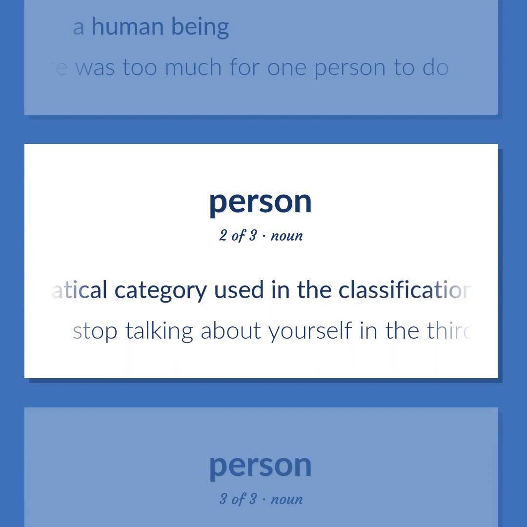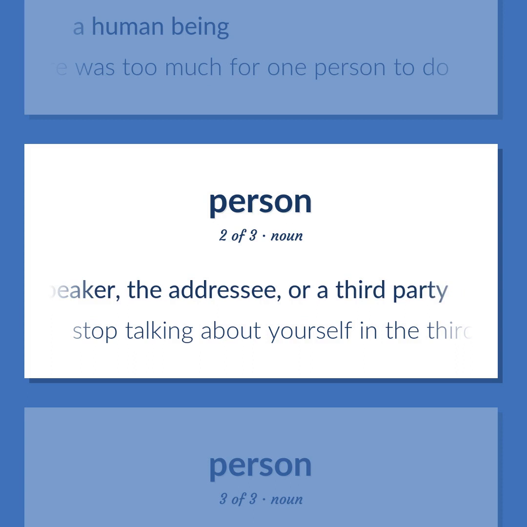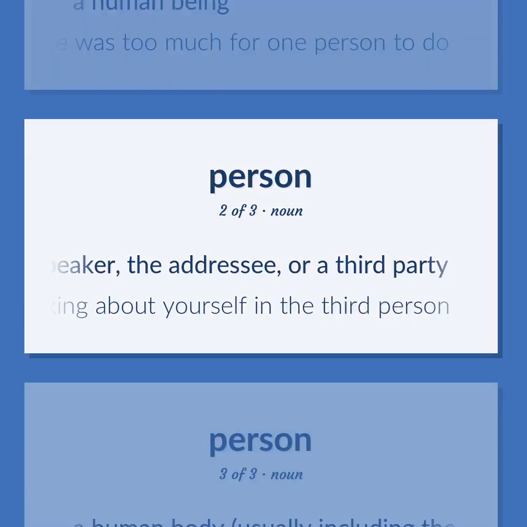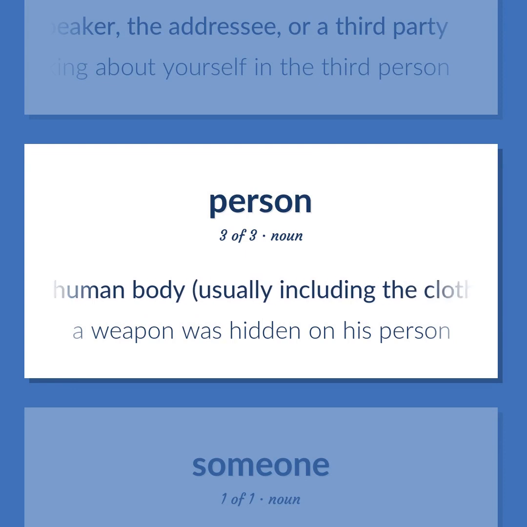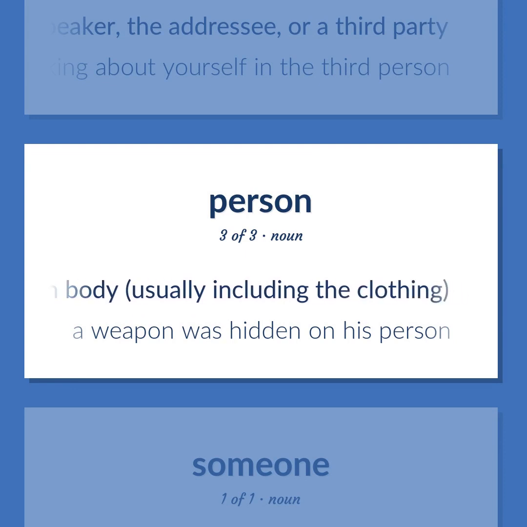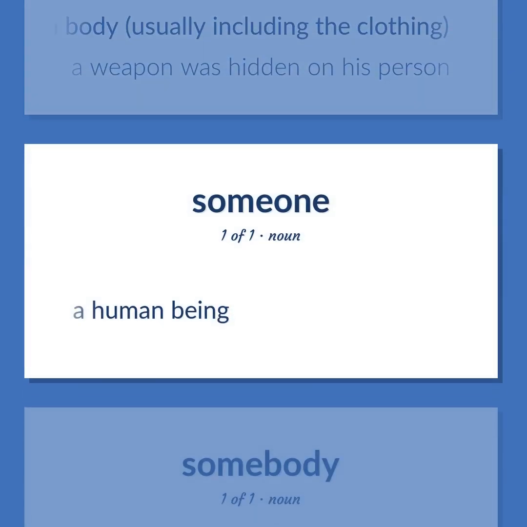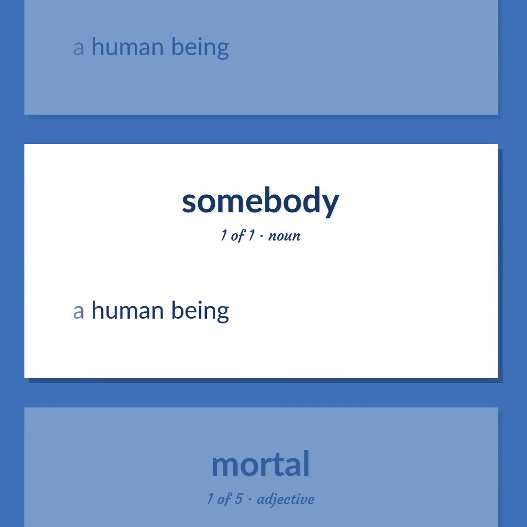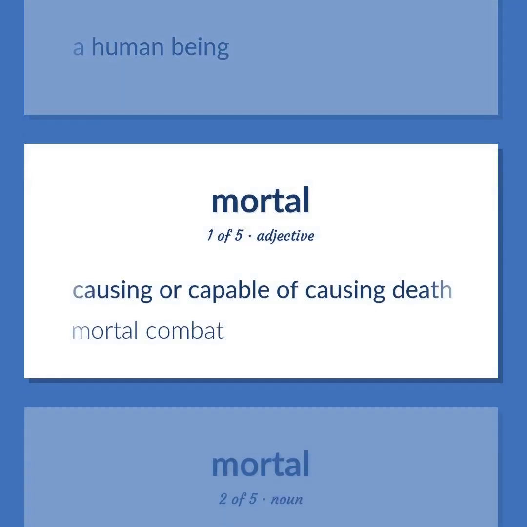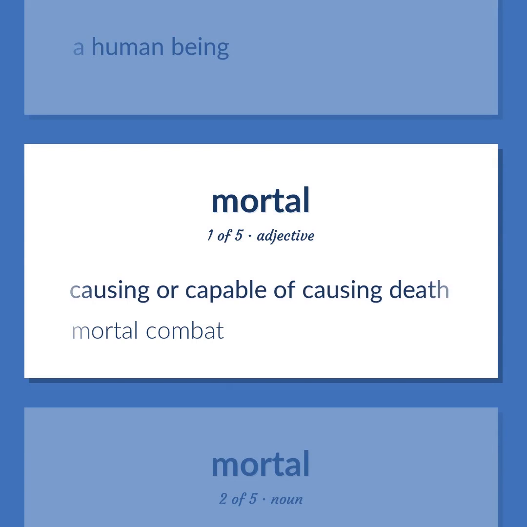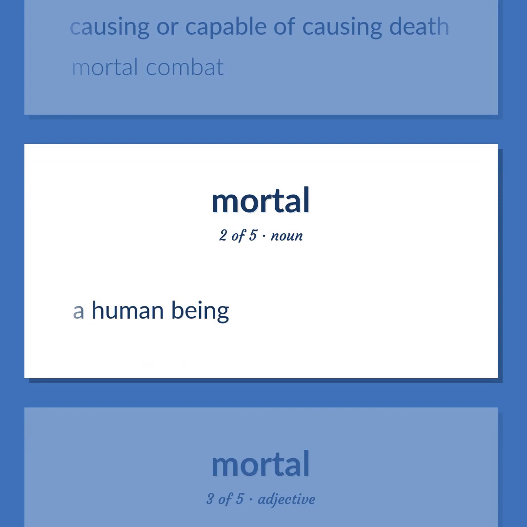A grammatical category used in the classification of pronouns, possessive determiners, and verb forms according to whether they indicate the speaker, the addressee, or a third party. Stop talking about yourself in the third person. A human body, usually including the clothing. A weapon was hidden on his person. A human being. Causing or capable of causing death. Mortal combat. A human being.